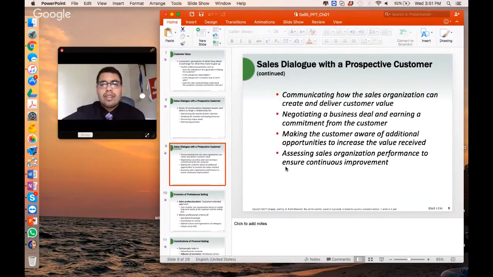Communicating how the sales organization can create and deliver customer value. Remember, you're delivering that value to them. Negotiating a business deal or earning a commitment from a customer.